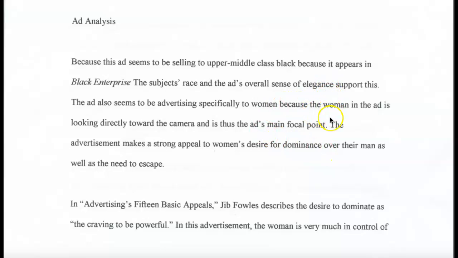So it reemphasizes who the audience is, and then it also gives a bit of a preview of what the rest of the ad analysis section will be over. In this case, the advertisement makes a strong appeal to women's desire for dominance over their man, as well as their need to escape.